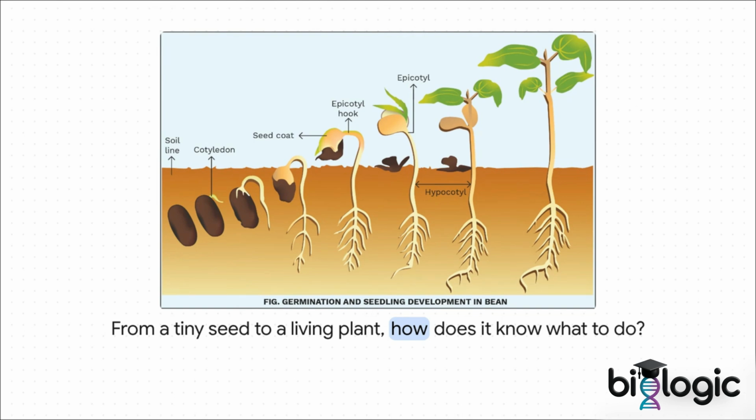From this little dormant seed, a seedling pushes its way out, finds the sun, and unfolds its first leaves. But that's just the very beginning of what is basically a lifelong construction project. So the big question we're tackling is this: how does a plant with no brain, no nervous system, how does it run such a complex program?